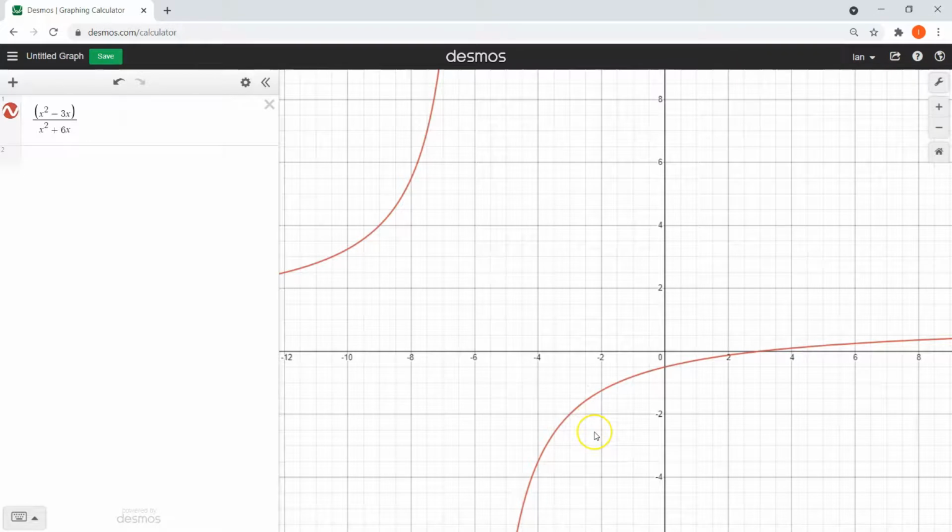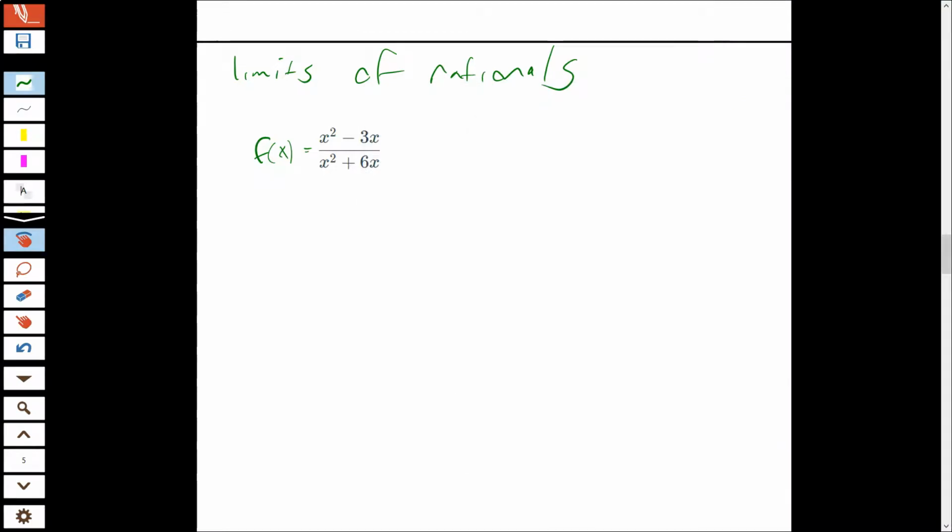This graph also has a hole, which does not show up on Desmos. So let's remind ourselves first, before we start thinking about the limits, how to find this vertical asymptote and how to find this hole algebraically. This is a little bit of review. What we will do here is factor the top and bottom. I can pull just an x out of the top, because if I distribute that x, I will get what I started with. And on the bottom, same thing, I can pull an x out. It's x plus 6. Okay.